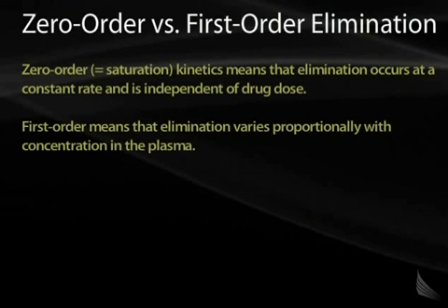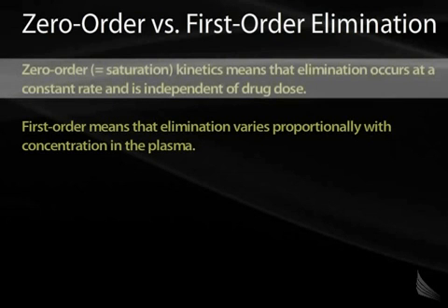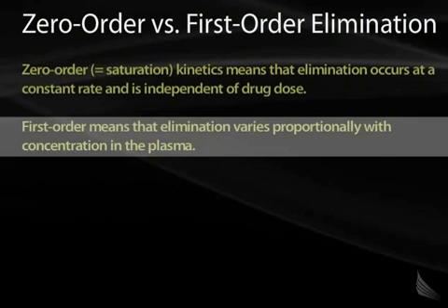When medications are eliminated from the body, they may use different kinetics. And those of you that have a background in mathematics and physics may recognize this. It's the same concept. Certain medications use zero-order kinetics for elimination, and other medications use first-order elimination kinetics. The concept is quite simple. Medications that follow zero-order kinetics show elimination that occurs at a constant rate and is independent of the drug dose and the concentration in the plasma.